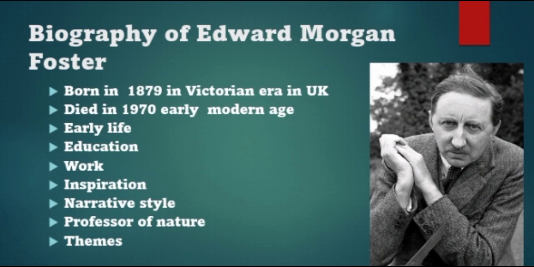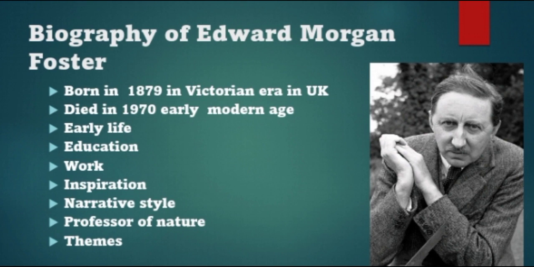Edward Morgan Forster was born in 1879 in the Victorian era in the UK and died in 1970 in the early modern age. In his early life, he was an only child because his father died and his aunt took care of him as a guardian. He completed his matriculation from Tonbridge School and then took admission in King's College. He decided to be a writer because of limited seats after liberation in college.